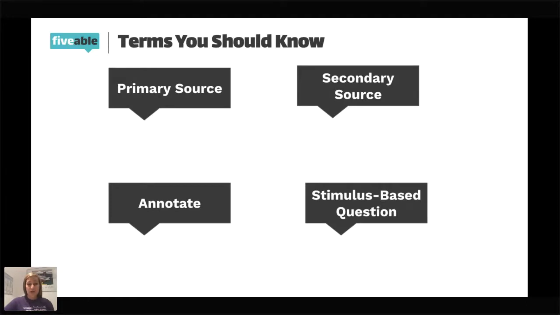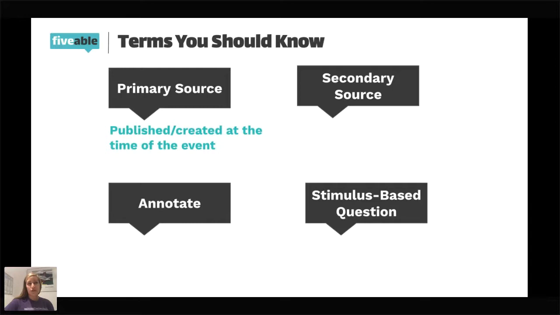So terms we should know. Primary and secondary source, I kind of hit on a little bit before, but also because our lesson is on annotation and how to annotate secondary sources. If you don't know what annotate is, you're like, why am I here? I don't know what annotate means. And also stimulus-based question is something that you probably have heard as a student, probably have heard of now in your classes, but it may be a term that you feel like you should know at this point, but if you don't, I'm going to introduce that just in case you're too afraid to ask.